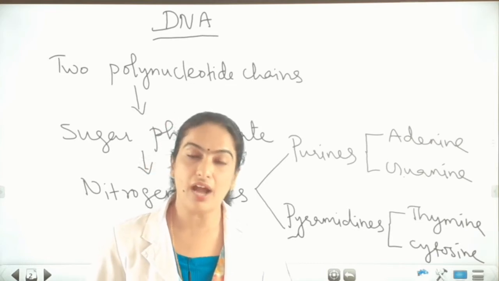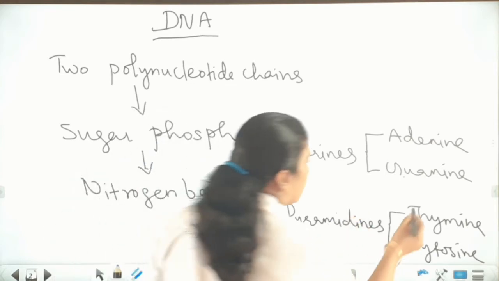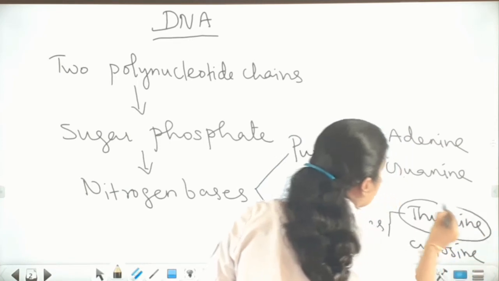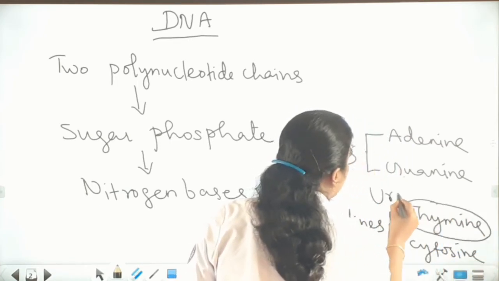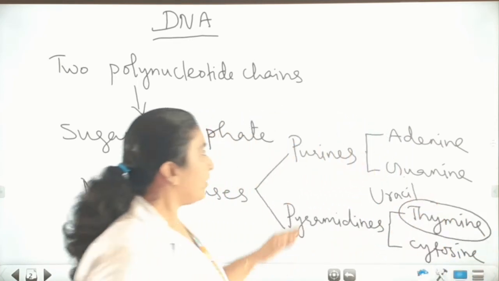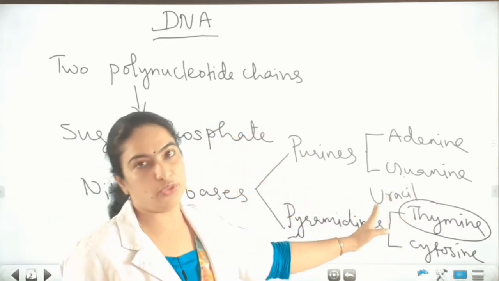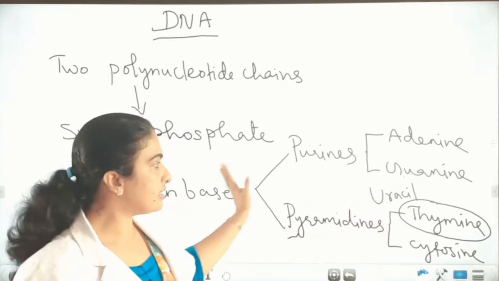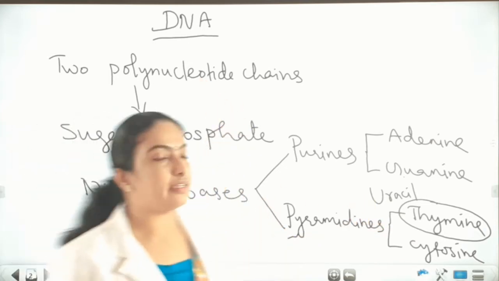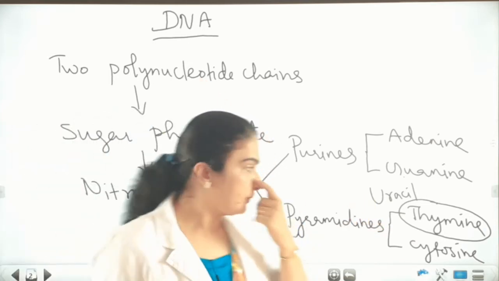But in case of RNA, instead of thymine, uracil is there. So in RNA, thymine is replaced by uracil. Okay, so that is the difference between DNA and RNA. In detail, I will teach you later.